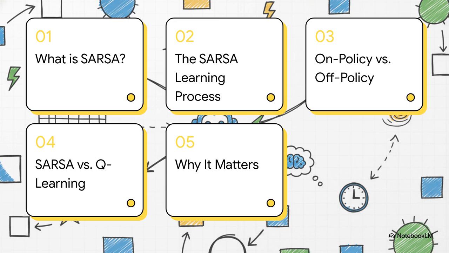First, we're going to break down what that weird name, SARSA, even means. Then we'll walk through how it actually learns. After that, and this is the big one, we'll get into the whole on-policy versus off-policy thing. Then we'll put SARSA in the ring with its famous cousin, Q-learning, and finally, we'll talk about why any of this actually matters in the real world.